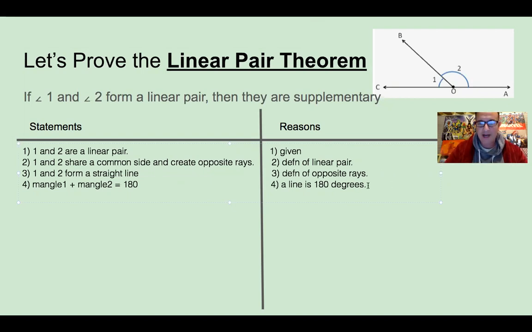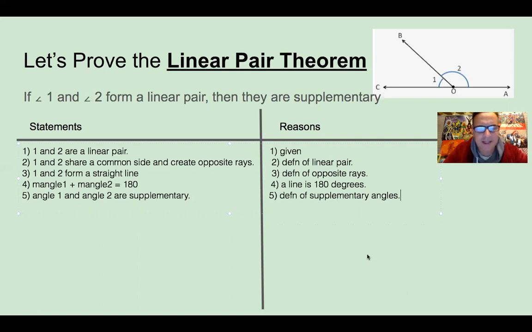Okay, a line is 180 degrees. If I know that they add up to 180 degrees, what can I say about angle 1 and angle 2? They are supplementary. And the reason for this is going to be the definition of supplementary angles.